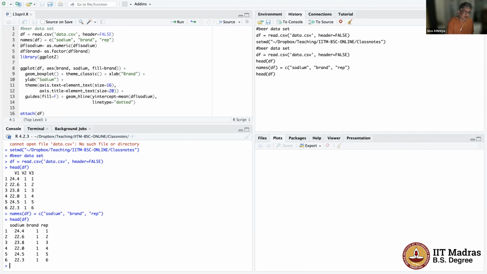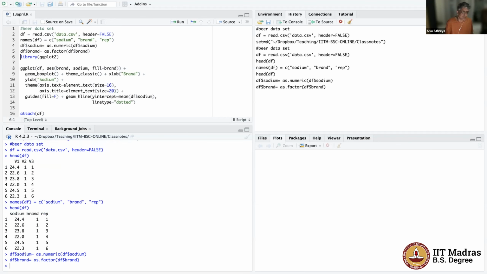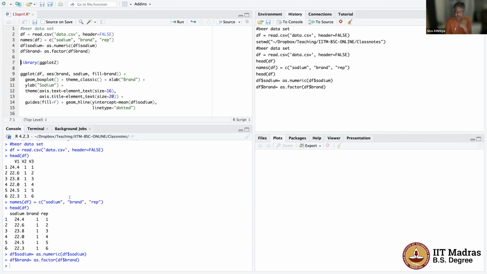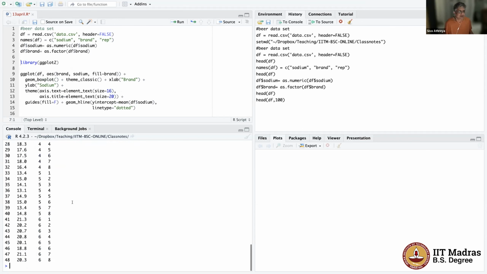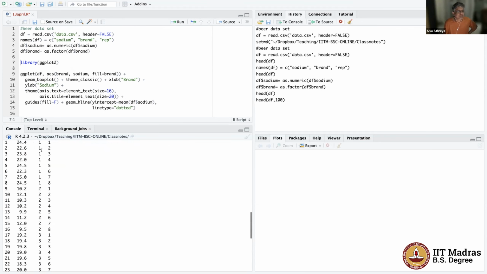Now I will need to plot. I just want to see how the sodium varies across each brand. Let's look at head df, which gives you brand one. Then let's do head df of the first 100, which gives you everybody. Brand one has a certain number of values, brand two a certain number of values, and so on. I just want to see how the brands vary across.